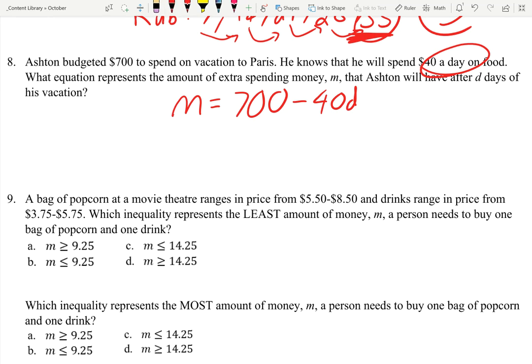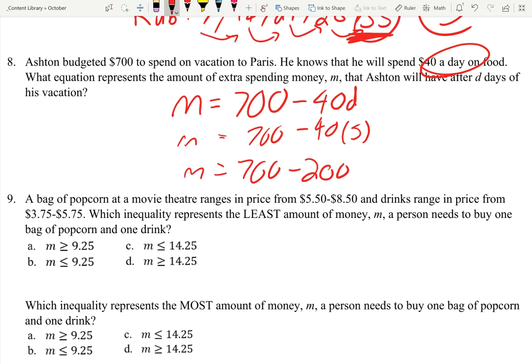So this is our equation. This is our equation that represents how much extra money he has after D days of his vacation. So remember, he starts at 700, but he's spending $40 per day. So for example, just to help me understand it a little bit, let's say his vacation was 5 days long. Then the amount he would spend would be, let's see, 40 times 5 would be like 200.